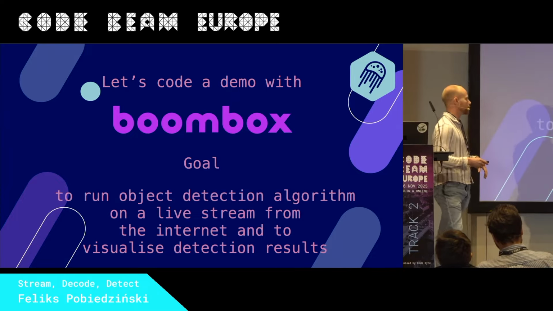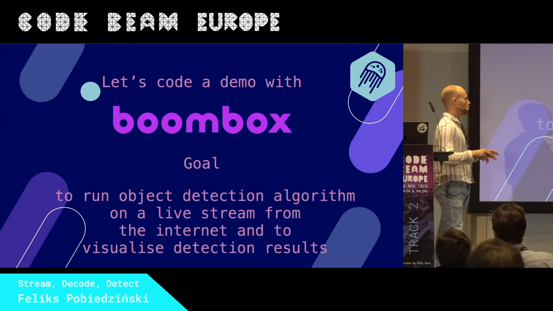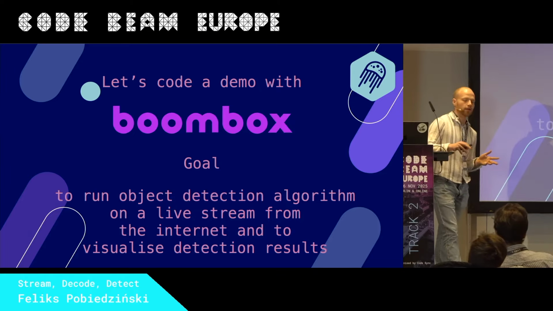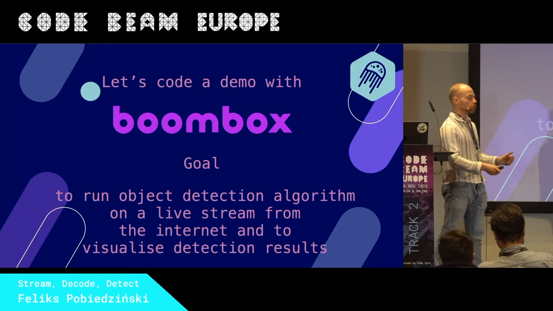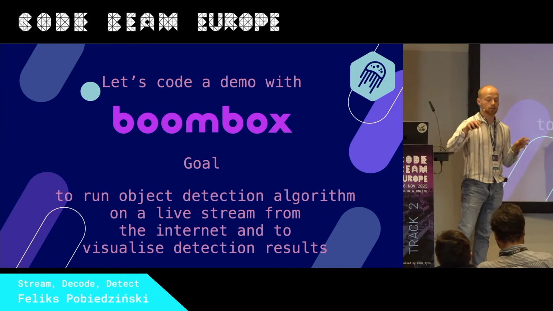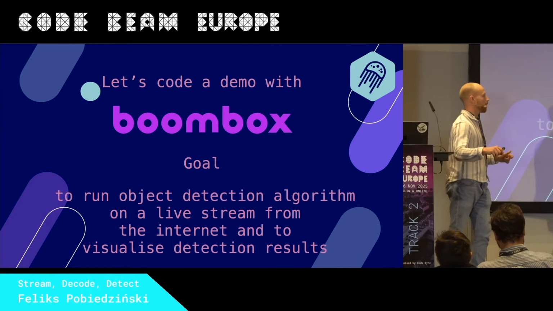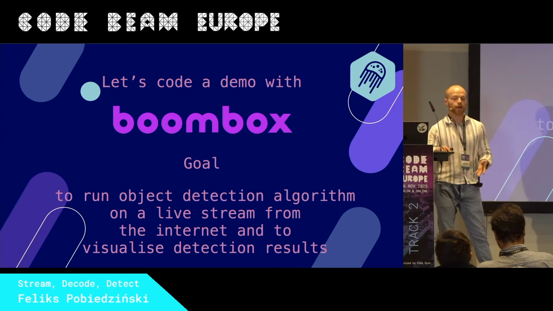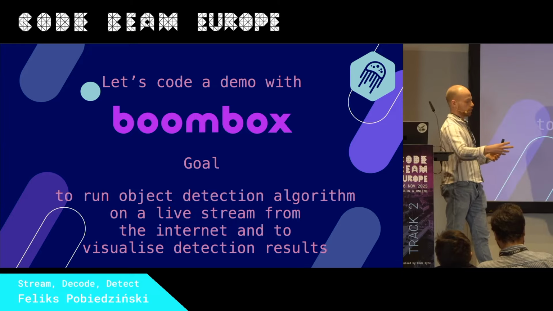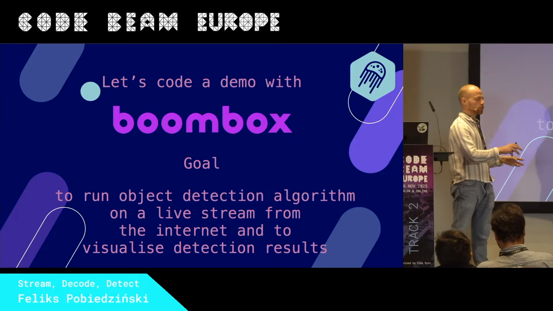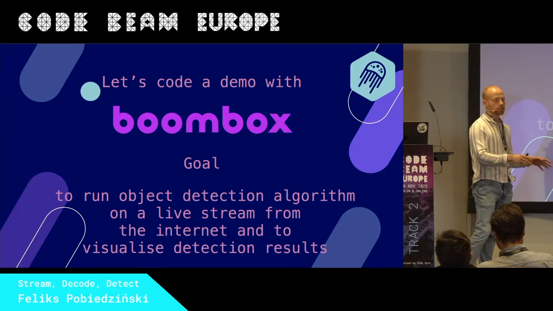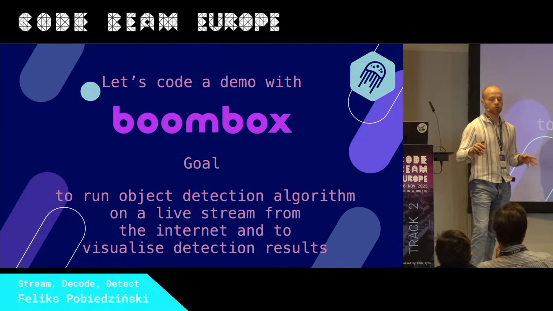In my demo, I decided to take a live stream from some street camera from the internet, use Boombox to decode the stream and ingest it into my code. Then I will pass the stream through an AI model that will run object detection on it, to at the end use another Boombox to visualize the stream with the drawn model output.